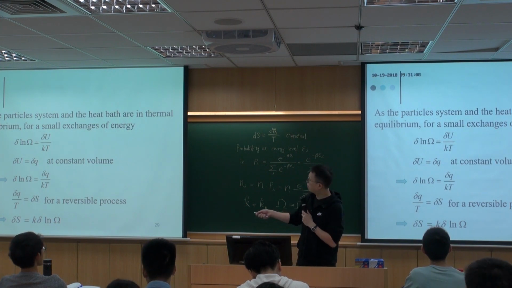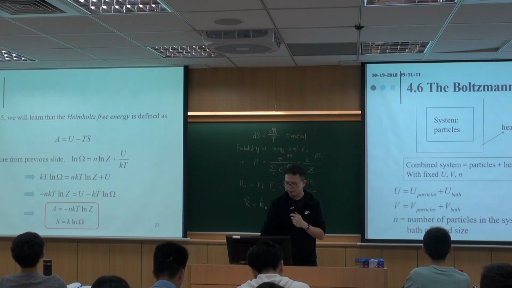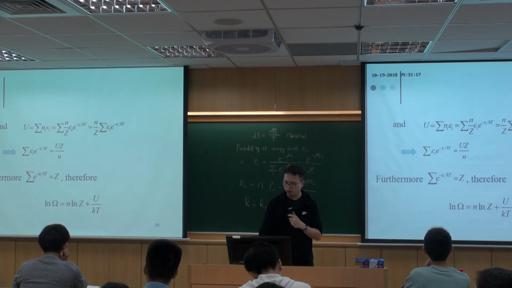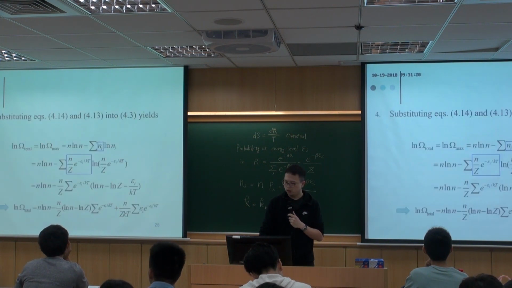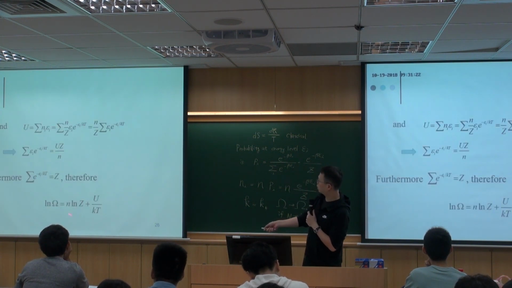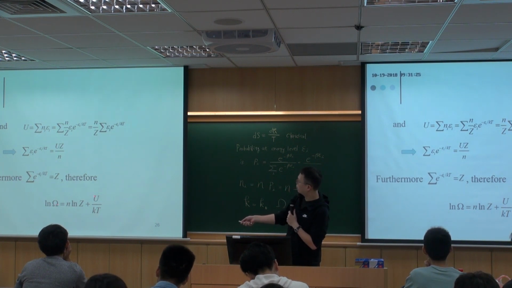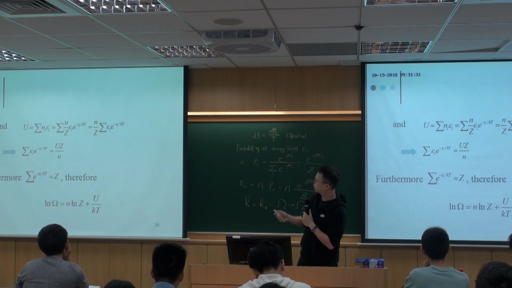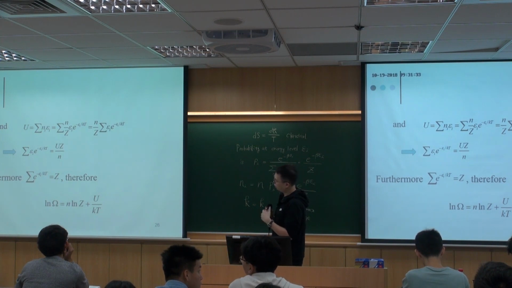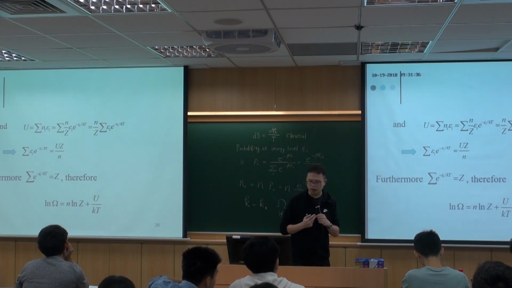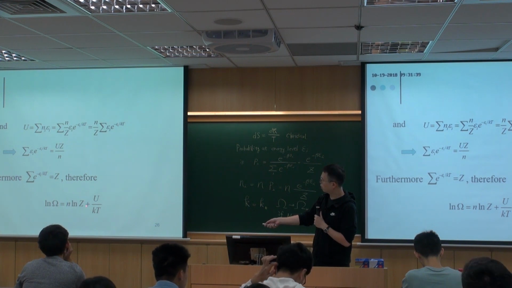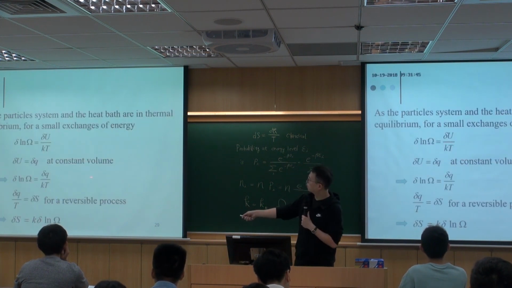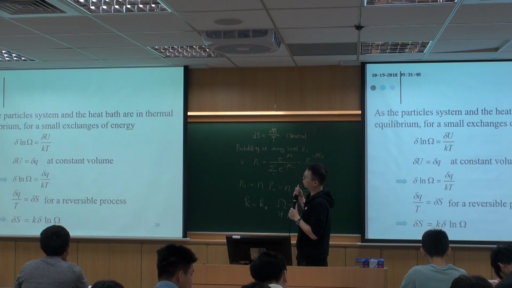And if you don't remember where this comes from, you can go back to here, or if you want to go further back, be my guest. But if you don't remember, you can just use this: delta log omega will be delta U over KT. And remember, log Z, the partition function, is a constant, so it's not going to change. So if you put delta in front of it, this is 0. Again, if you don't know where this comes from, go back to the slides two slides before.